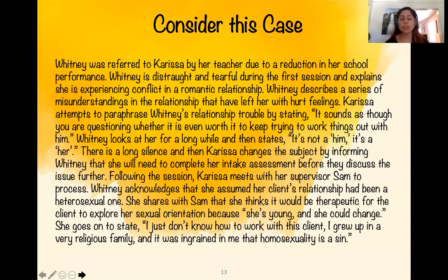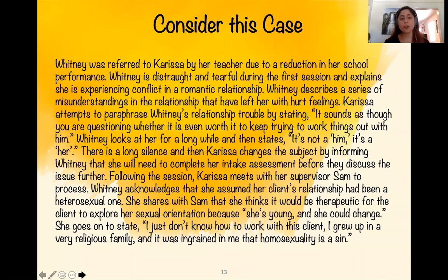Whitney is distraught and tearful during the first session and explains she's experiencing conflict in a romantic relationship. Whitney describes a series of misunderstandings in the relationship that have left her with hurt feelings. Carissa attempts to paraphrase Whitney's relationship trouble by stating, "It sounds as though you're questioning whether it's even worth it to keep trying to work things out with him."